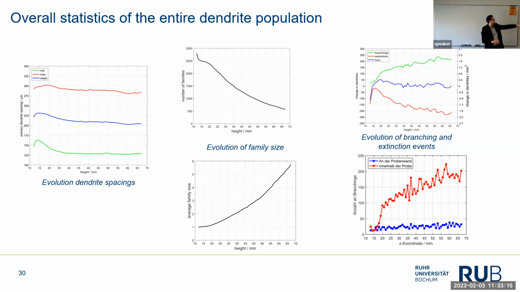The blue line on the top right symbolizes the branchings and extinctions at the mold wall. It stays constant, right? It doesn't matter how long the crystal is. It is just dependent on the geometry of your sample, while the intrinsic branchings increase. And they increase again because the orientation spread gets larger.